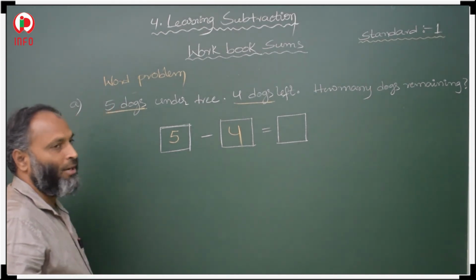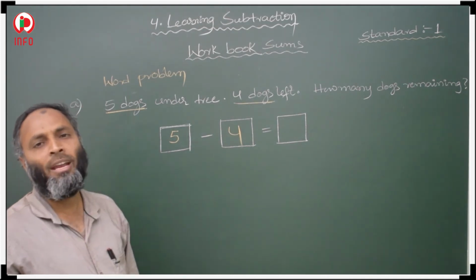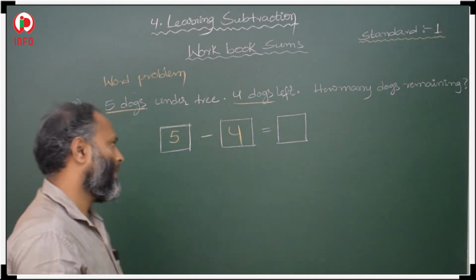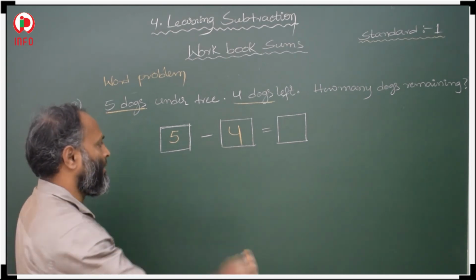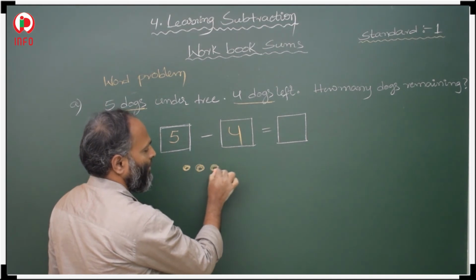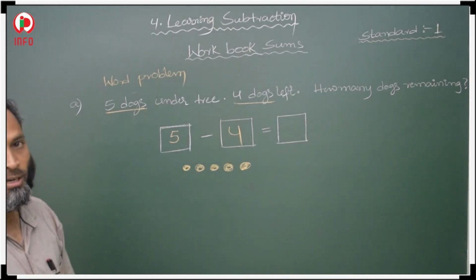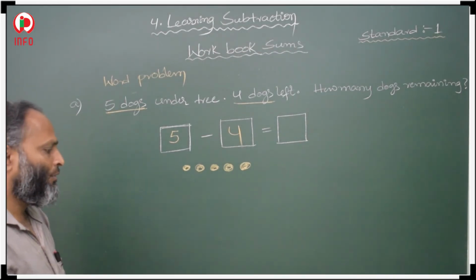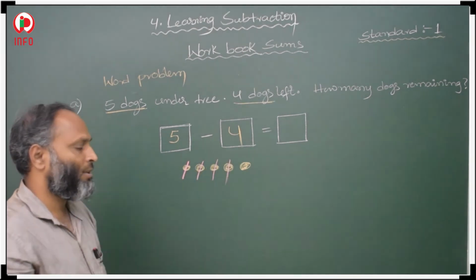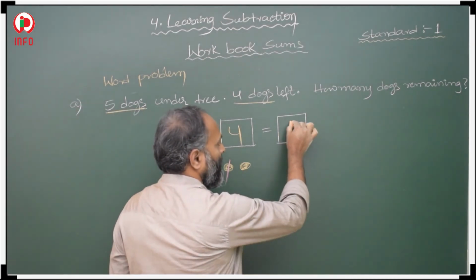Do this subtraction in the horizontal method. If you want to do it in the vertical method, that is your wish. If you want the horizontal method, that is your wish. Now here I want to do it in the horizontal method. Total how many dogs were there? 5. 1, 2, 3, 4, 5. Total 5 dogs were there under the tree. 4 dogs left. 1, 2, 3, 4. Then how many dogs left? 1 dog left. So this is our answer.